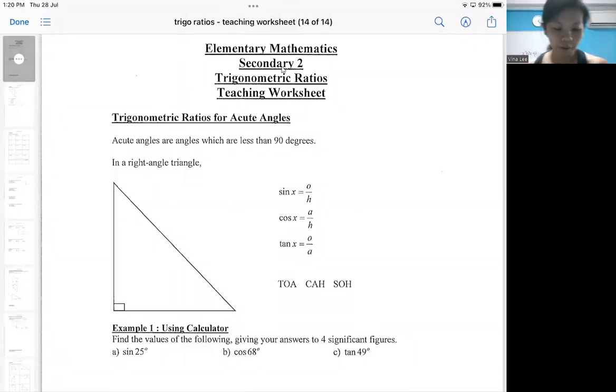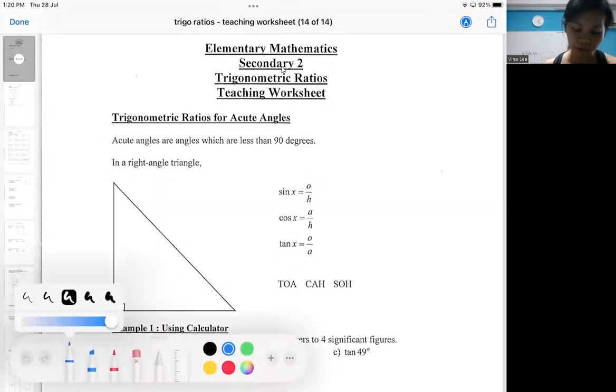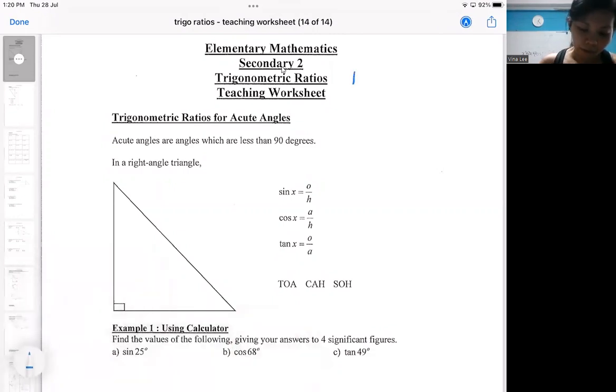This is an introduction for the basic trigo that you'll be learning. So for the basic trigo, let me just introduce a calculator button first. You should be able to locate these three buttons on your calculator.